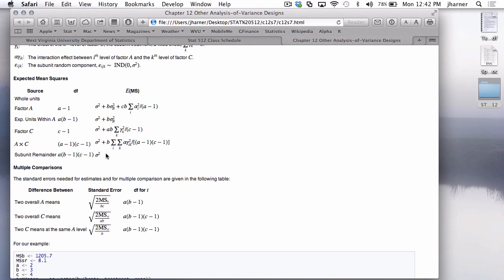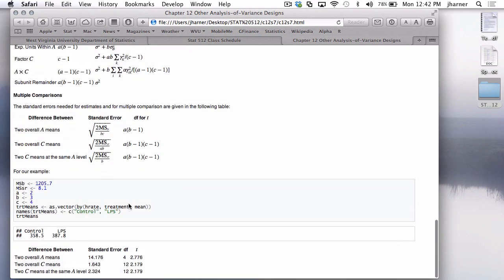Now in both of these cases, we did look at some multiple comparisons and how we test those, and which error terms we use. So you should realize that. So again, you may want to take some notes on a lot of these things, just so you have them.